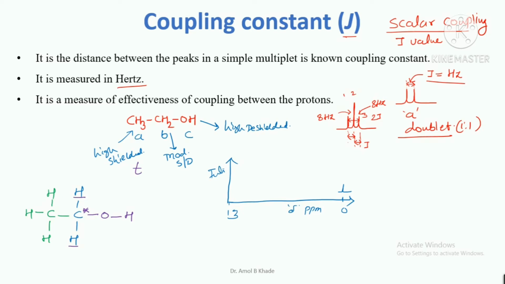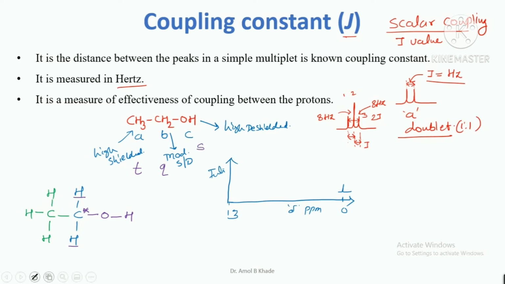Then for the CH2 protons, the neighboring carbon is only here, and the other neighbor is oxygen. There are 3 protons in the neighboring carbon atom, so obviously set B, the CH2 protons, will appear as a quartet. And for the OH proton, there is no neighboring carbon atom, so it will appear as a singlet here.